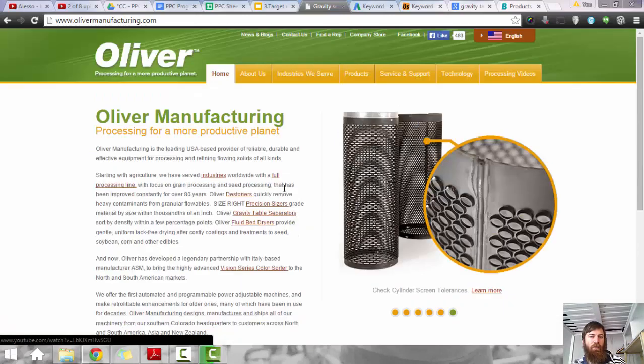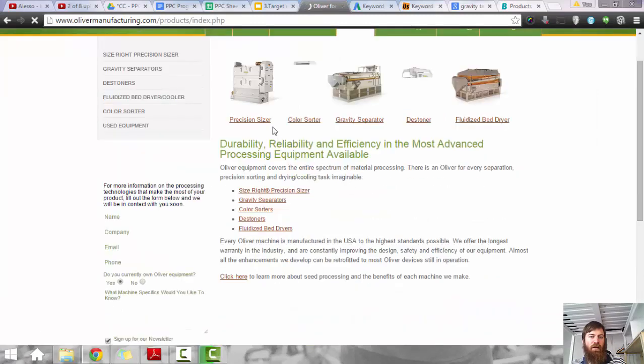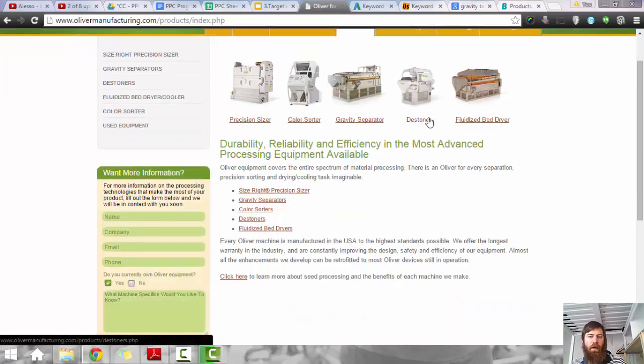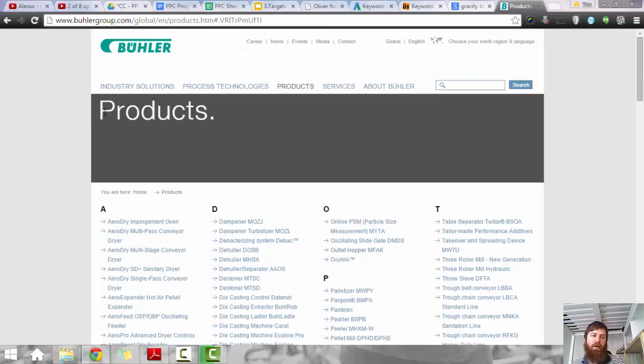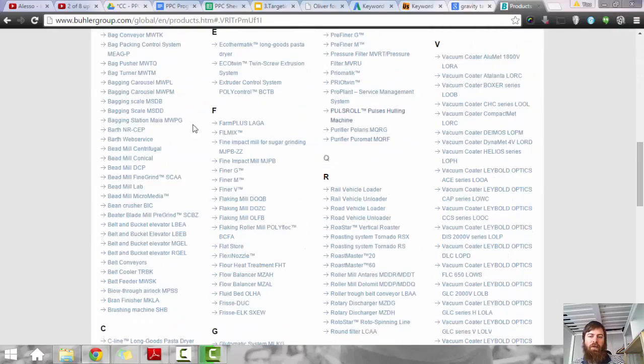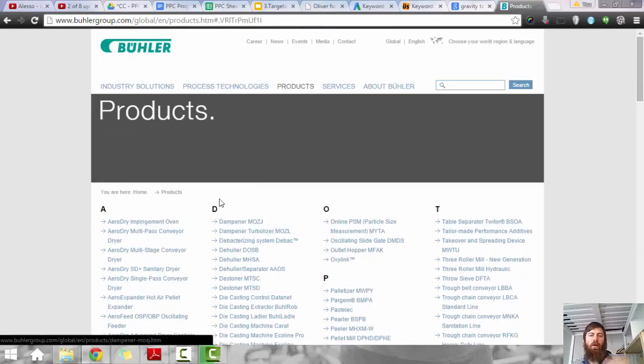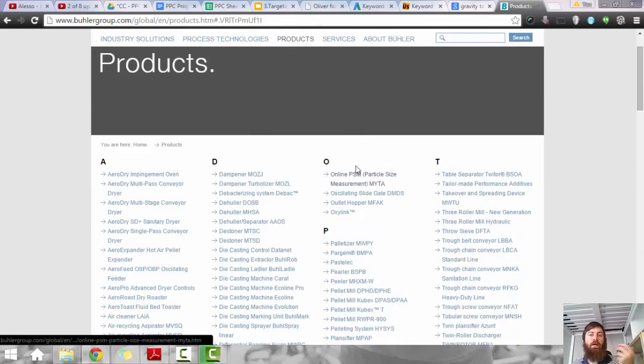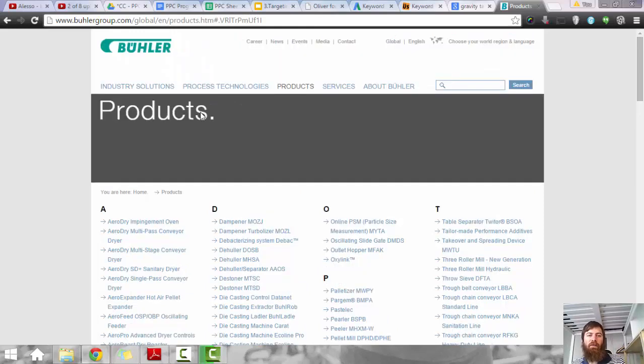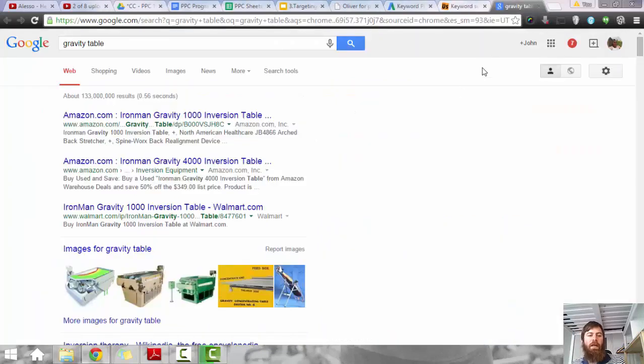They only sell, really, it seems to be their gravity separators, they're about 5 products. Bed dryer, destoner, gravity separator, color sorter, precision sizer. So this might not be their target market right here. The same people that buy Bueller Group may be a large array of people, whereas Oliver may only sell a segment of that. So even though this is a competitor for our products, the company overall is very different, if that makes sense.